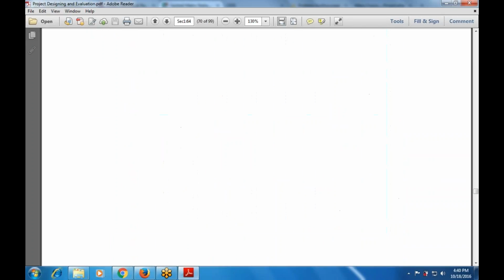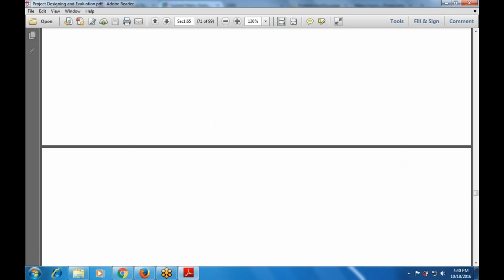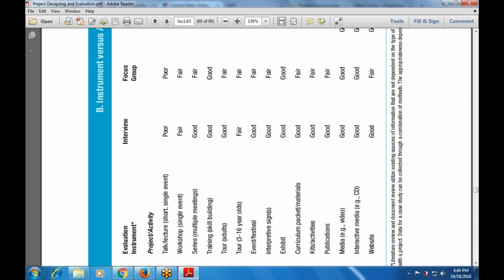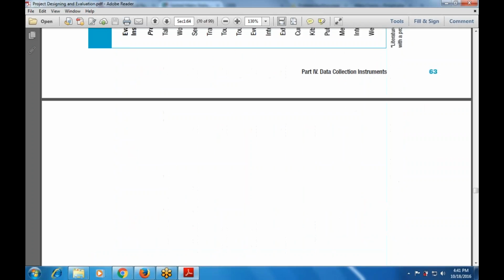This is again more on the survey that is used over here. This is the last survey. This is the evaluation instrument. First is the interview: a talk or lecture, a short single event, poor. Then workshop, fair. Then a series of multiple meetings, good, fair. These are the various meetings that may range from good, fair, to very good, bad, poor, depending on the quality.